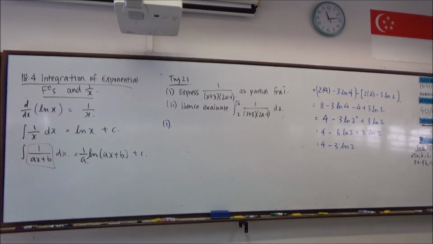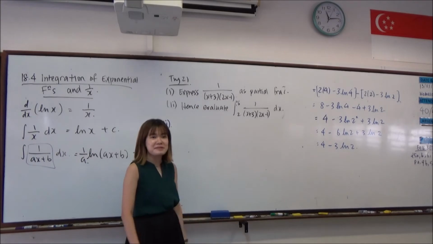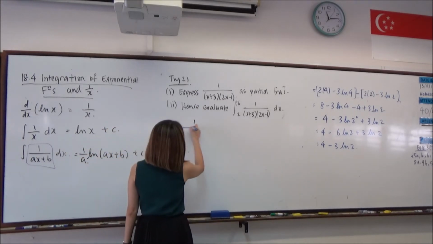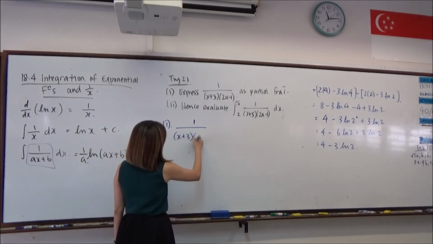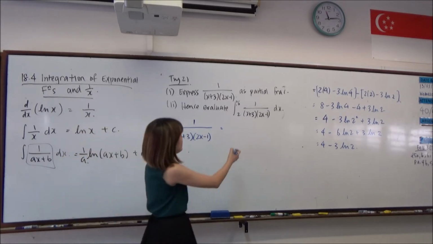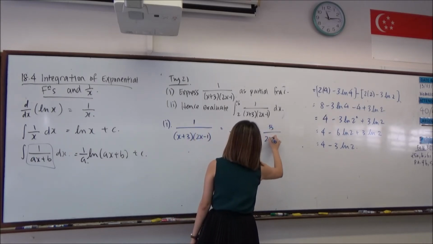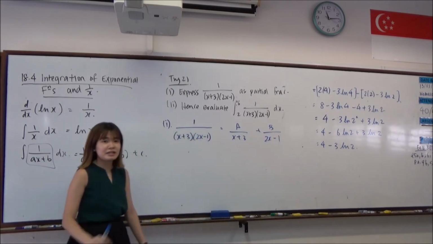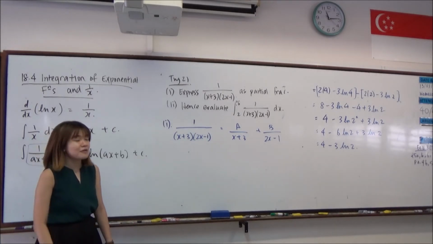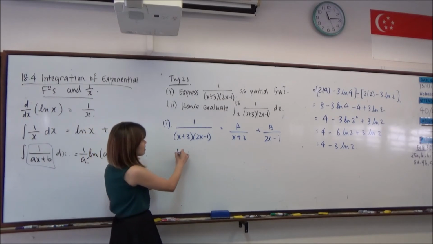Let's look at try 21. We want to express that in partial fraction. Let's do a recap. These are linear factors, they are not repeated. So therefore this fraction itself, we will do it as a over x plus 3 plus b over 2x minus 1. Remember? Then after that, we multiply across the entire equation by the denominator.